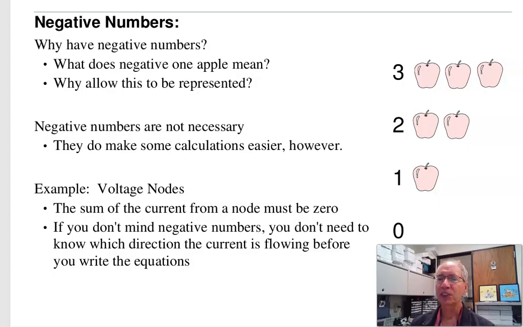For example, in the previous calculations, when we did voltage nodes, I didn't have to worry about the direction of the current. I could just say all the current from a node has to add to 0. So if a node has 3 different paths, these 3 currents must add to 0. If some of them are negative, that's fine. If I don't mind negative numbers, it all works out. If I don't allow negative numbers, I have to know the direction of the current to find the current, and that causes problems. So we've been using negative numbers, and that really simplifies things like voltage nodes and current loop equations.